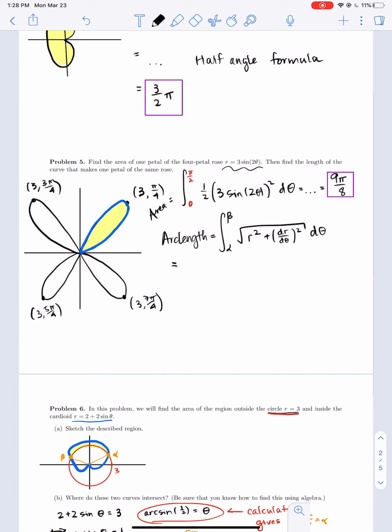Well, for us, our blue curve starts at 0, and it goes to a theta value of pi over 2. So we're going to be integrating again from 0 to pi over 2, and our expression is 3 sine of 2 theta quantity squared plus the derivative of r with respect to theta, which is going to be 6 cosine of 2 theta once we do the chain rule to that 2 theta piece. So we will have 6 cosine of 2 theta quantity squared, with respect to theta.